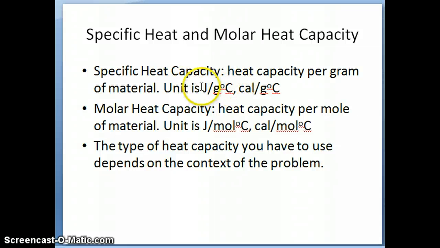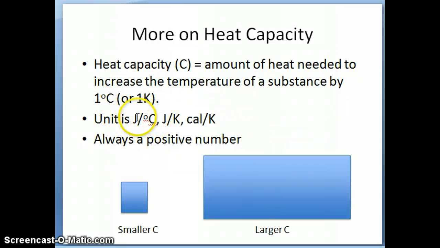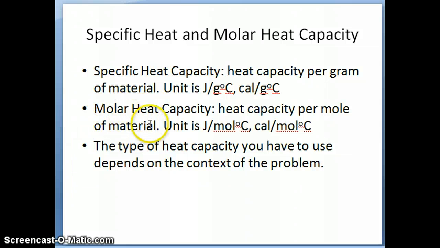Its unit is then joules per gram degree Celsius, or calorie per gram degree Celsius. Compare that to the unit of heat capacity, which is joules per degree Celsius without the gram. You can also express this as molar heat capacity, which is yet another way of making it an intensive property. In that case, molar heat capacity is heat capacity per mole of material. The unit is joules per mole degree Celsius or calories per mole degree Celsius. So the difference between these two is just that one is expressed per gram, the other per mole.